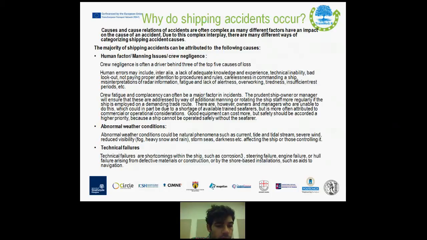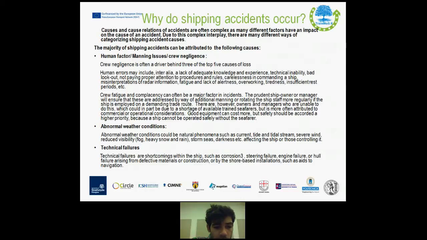A second cause of shipping accidents is abnormal weather conditions. Several shipping accidents have occurred due to these factors, which are related to abnormal weather conditions. These could be natural phenomena such as current, tide and tidal stream, severe wind, reduced visibility, fog, heavy snow, even rain, storm seas, and darkness, affecting the ships or those controlling them.